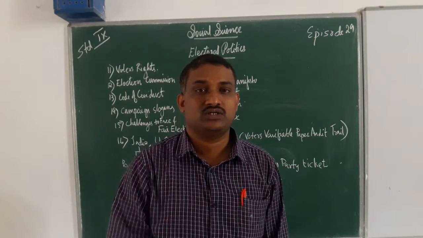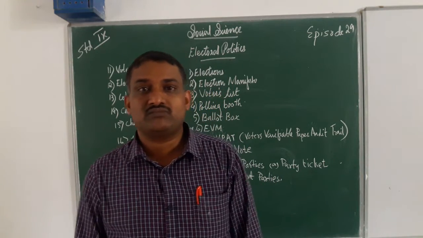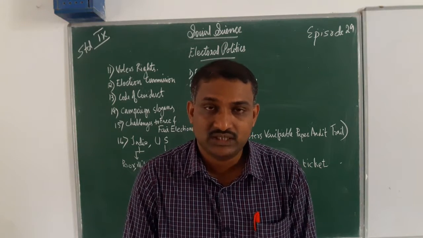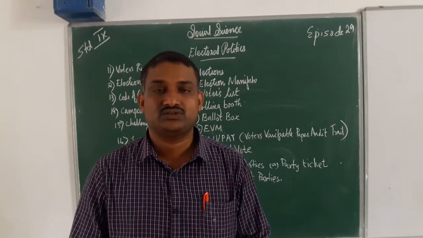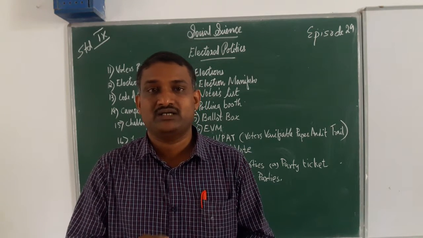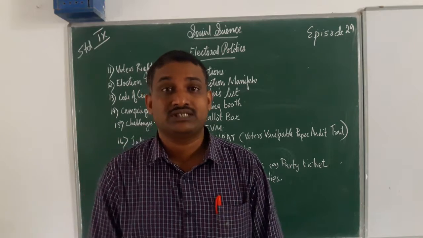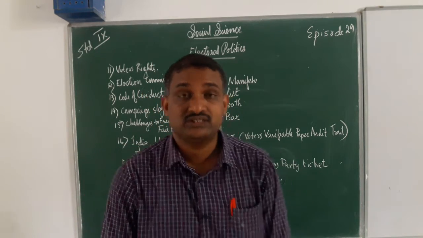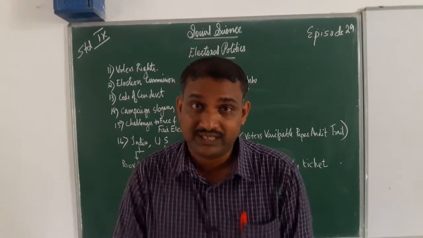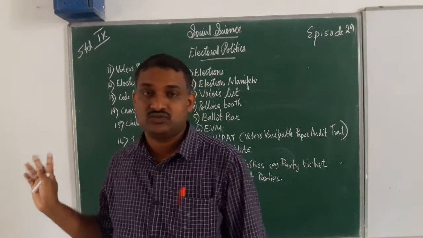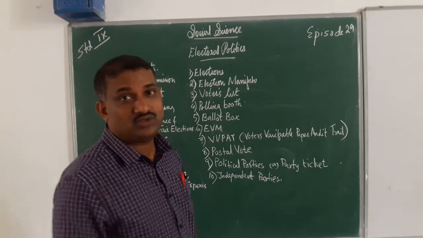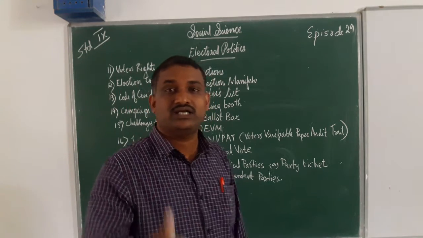If I want to cast a vote, I definitely need to check whether my name is there in the voters list or not. If my name is there in the voters list, then I can cast a vote. Otherwise, I can't. Even though I have a voter ID card and I am following the universal right to suffrage at 18 years of age, male or female, I can't cast a vote because my name is not in the voters list. So check whether your name is there in the voters list or not, and only then cast a vote.